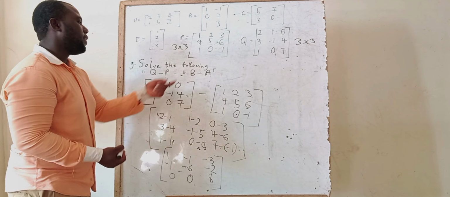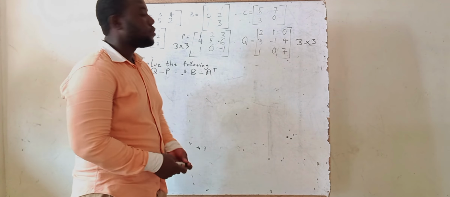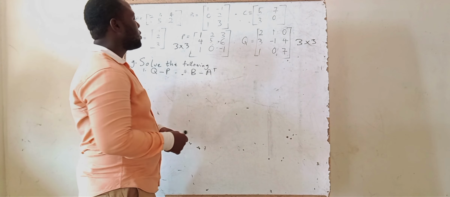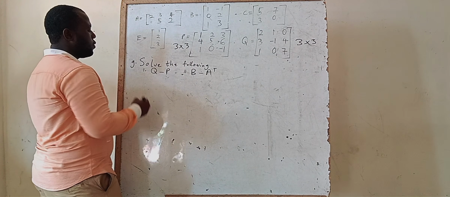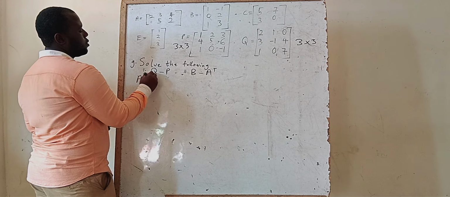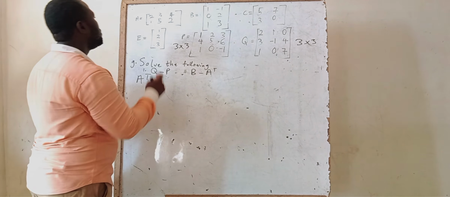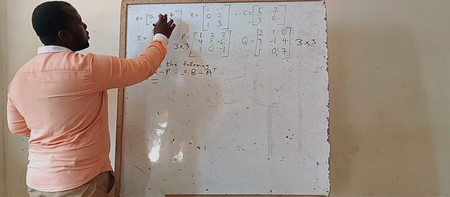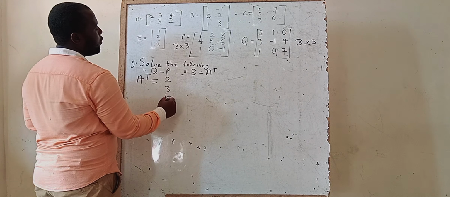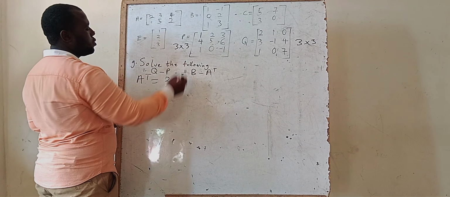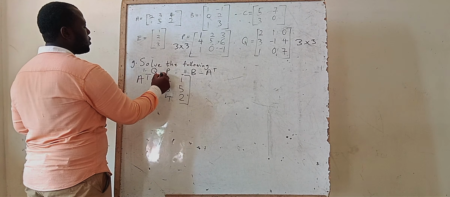Let's move on to finding B minus A transpose. So we have to find B minus A transpose. But first, let's find A transpose. For A transpose, we take A and express each row as a column. Let's take the first row. It has 2, 3, 4. We express this as a column: 2, 3, 4. Second row 1, 5, 2 becomes 1, 5, 2. We have found A transpose.